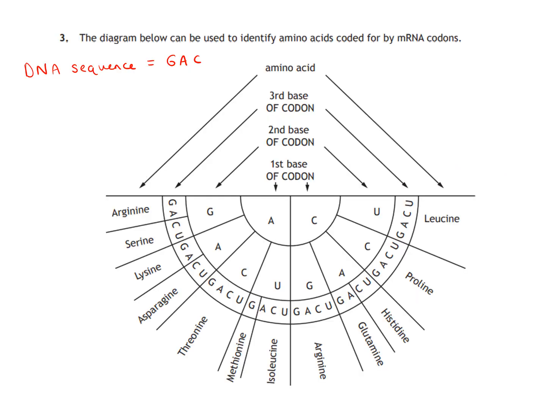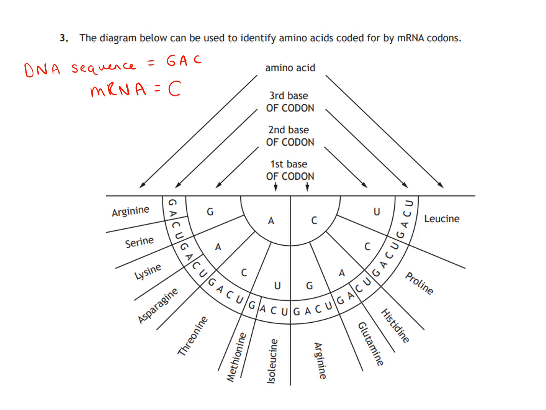So there's a few skill questions that can come up for this topic, and a lot of the time they revolve around these mRNA codon tables, and they just show the positions of the bases on the codon and what the corresponding amino acid would be. So we could be asked something like, which amino acid would be coded for by DNA sequence GAC? So this is an mRNA codon table, so we need to work out what the mRNA sequence would be first.